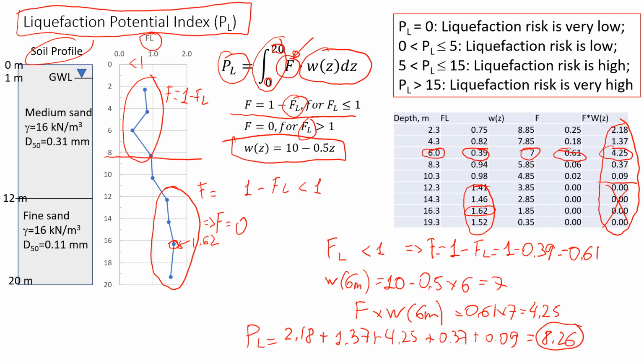Okay, what am I going to do with this number? With this number, we're going to look at this classification chart and see where it is. This value falls in the range from 5 to 15, which means that liquefaction risk is high. So we'll need to do something about that site, maybe some measures to prevent liquefaction or to mitigate it. If PL is from 0 to 5, liquefaction risk is relatively low, and usually we don't need to do anything. But when the liquefaction potential index increases, the risk of liquefaction during an earthquake also increases, and we need to do something about it.